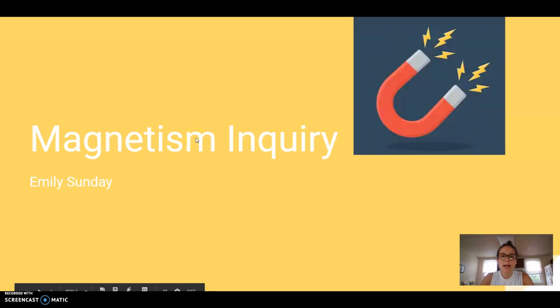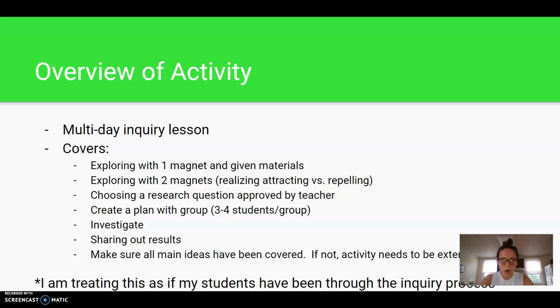Hey guys, so for my inquiry, I chose to do magnetism because that's a fourth grade concept that I'll be covering. I usually cover it around February during the school year, so by that point, students should have a pretty solid understanding of the inquiry process.